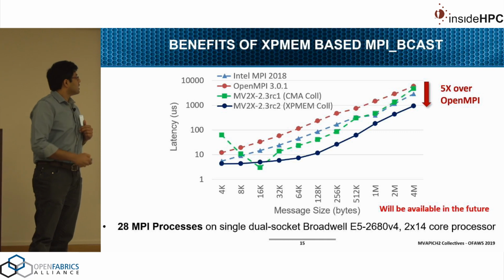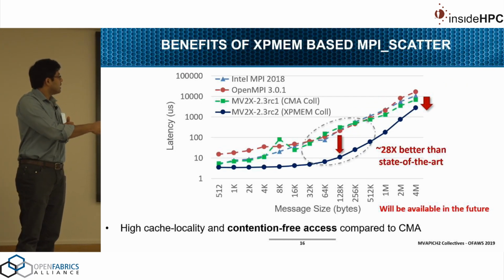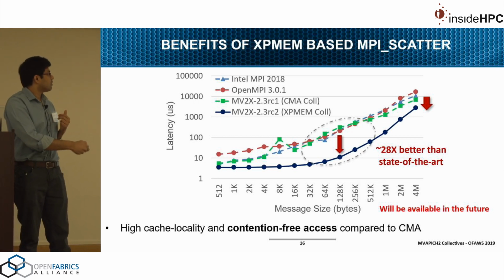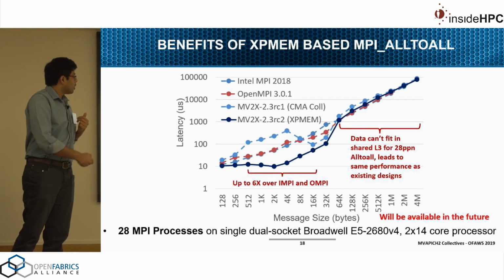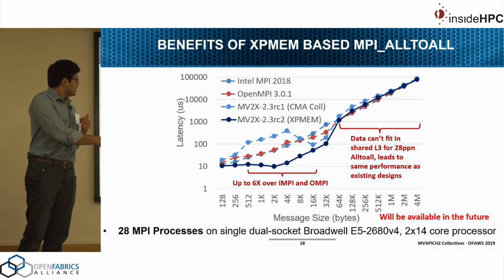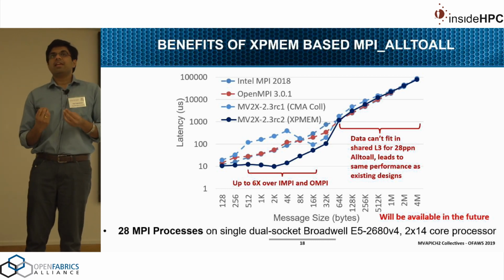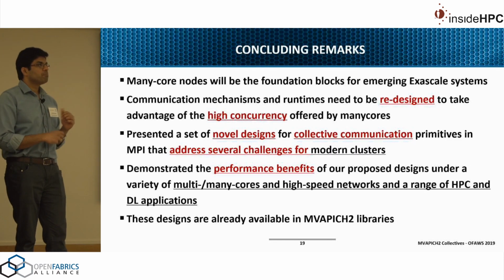So this is the performance of a broadcast. We have implemented XPMM or shared address based collectives for various collective operations like broadcast, scatter, and gather, and also for all-to-all. As you can see, for all of these different collective communication primitives, you get significant benefits from your shared address space based mechanisms.